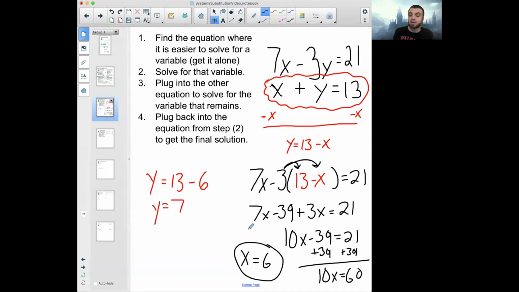So if I was going to check this, how would I do it? I would take x and plug it in. So that would give me 6 times 7, 42, minus 3 times 7, which is 21. 42 minus 21 is 21. And 6 plus 7 is 13. So that confirms the final answer to this question. You could write it as (6, 7), or x is 6, y is 7.